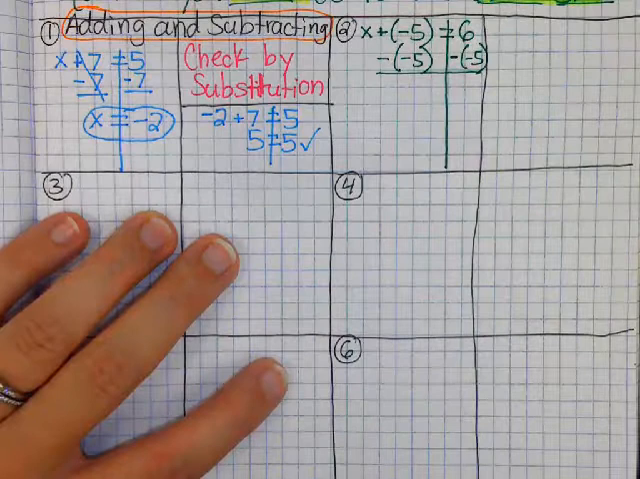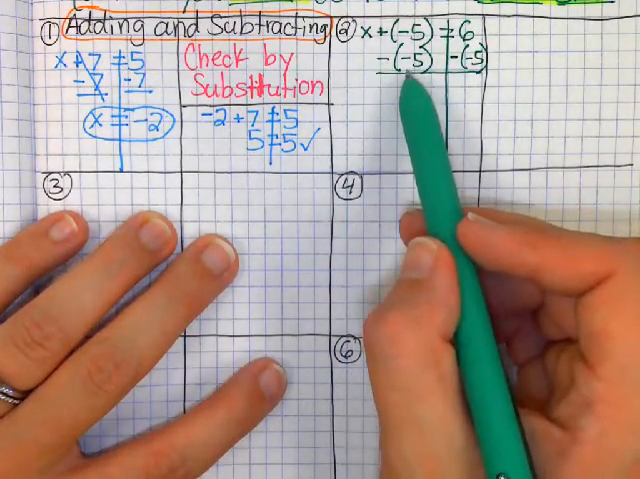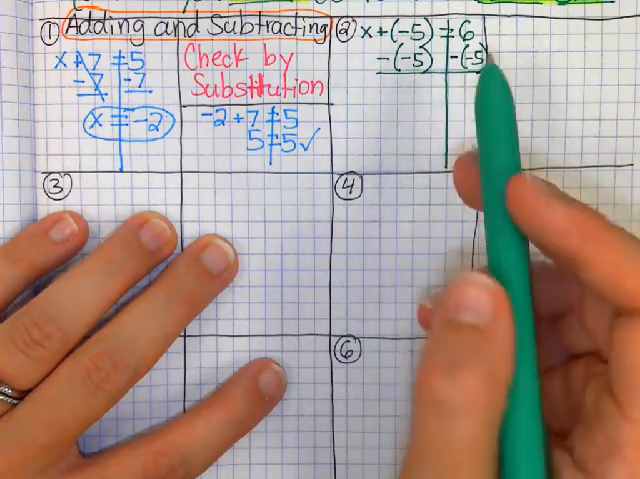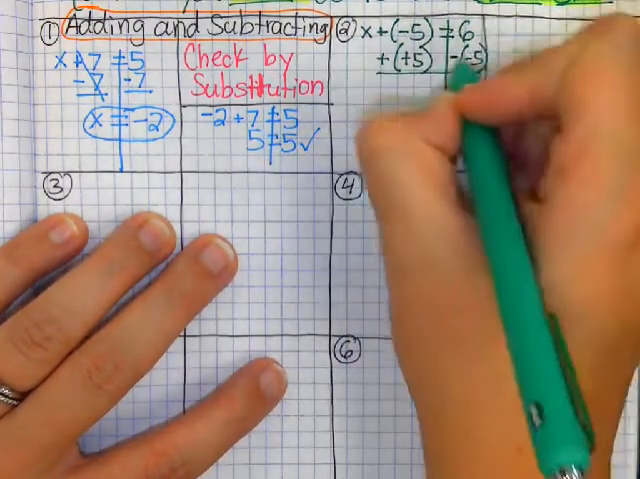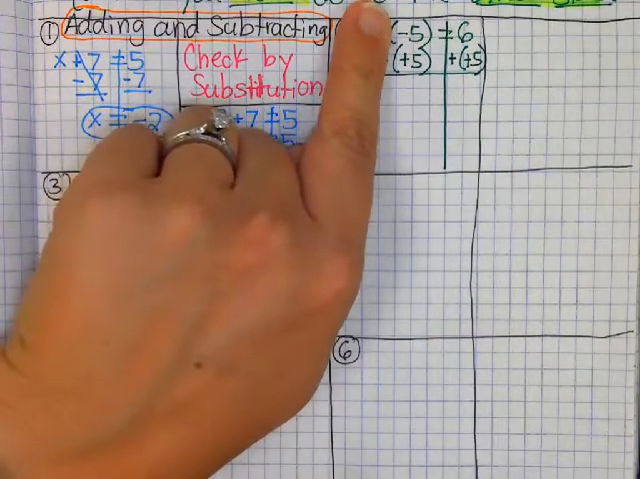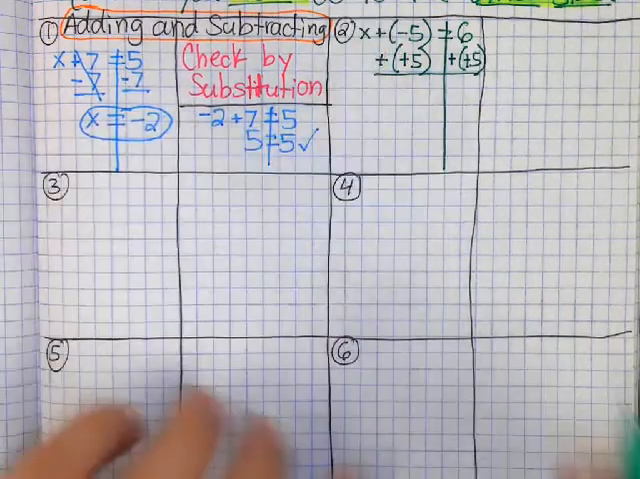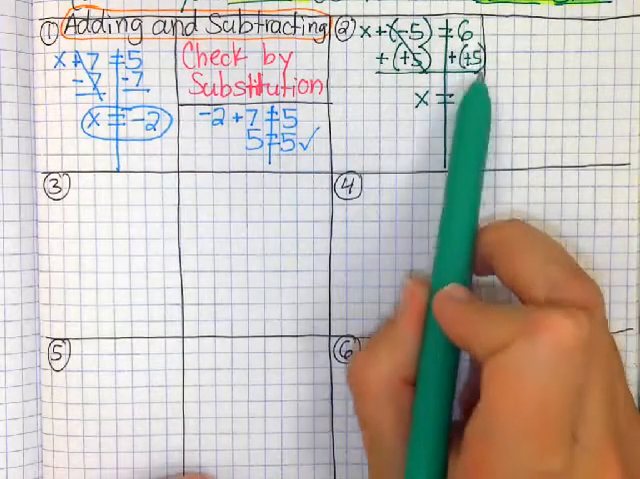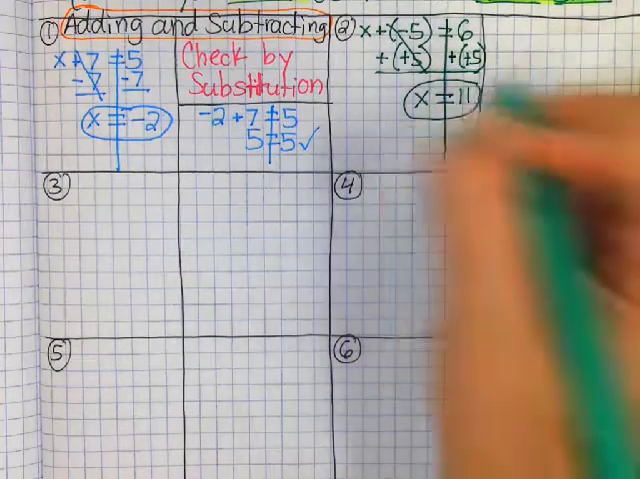Well, I don't do minus a negative. Remember my integer rules. I don't do minus a negative. That's actually plus a positive. Now I have negative 5 plus 5. That cancels out. X equals 6 plus 5, 11. So x equals 11. But I'm not done.